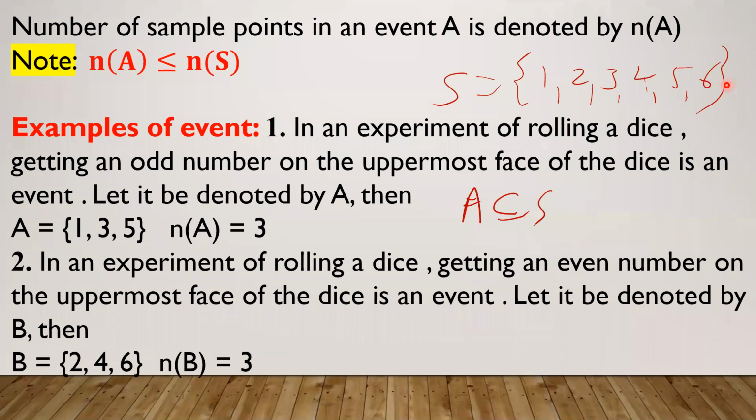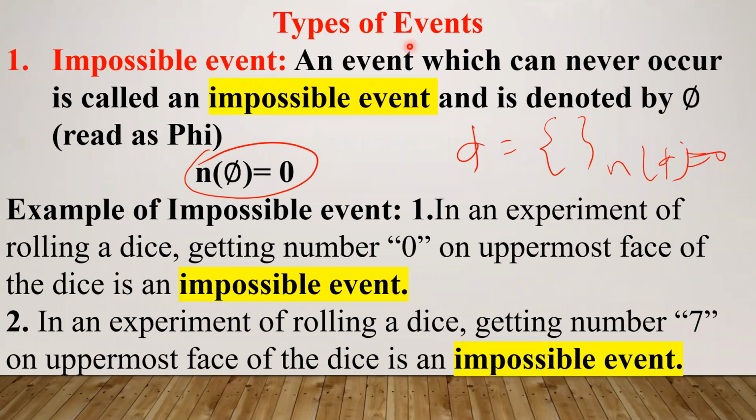2, 4 and 6. So that is my event B. And how many points are there in B? 3 points. So I hope you have understood the difference and the meaning of sample space and event. Sample space means set of all possible outcomes, and event means set of some particular type of outcomes. Okay, not all. Now we have seen types of event.